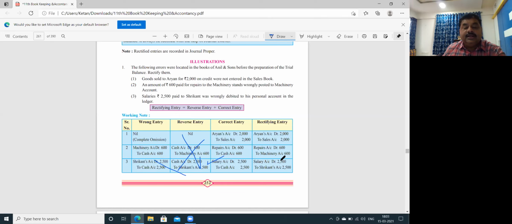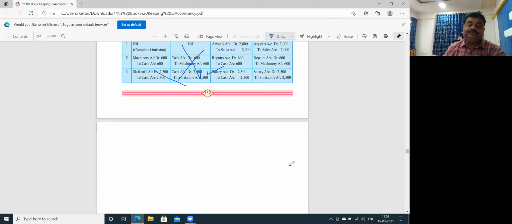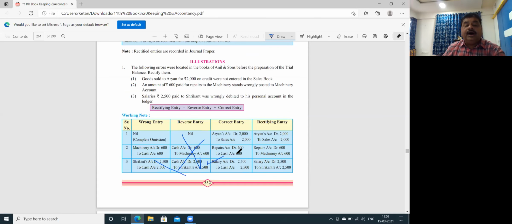So what is the entry? Salary account due to Srikant account. Now you are supposed to prepare the rough work in this way.